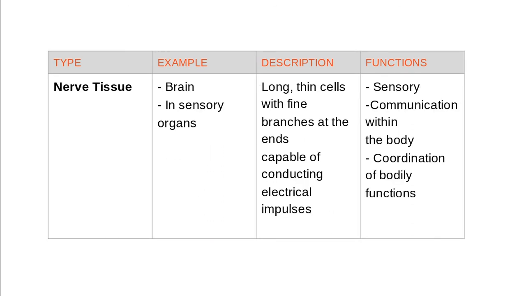So the last one is nerve tissue. Nerve tissue examples are in your brain and any of your sensory organs. Nervous tissue is a system of long, thin cells with fine branches at the ends, and they're capable of conducting electrical impulses. So if you touch something and it starts to burn you, that electrical impulse moves super fast from whatever you're touching in your hand, let's say, to your brain and tells your body, hey, you need to react here. So the functions of nervous tissue are sensory, and obviously communication with the body and coordination of all the bodily functions as well.